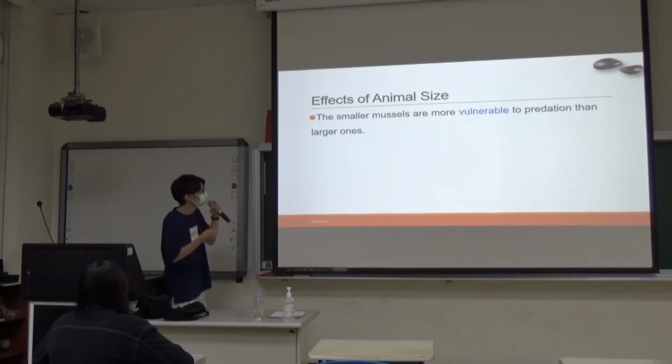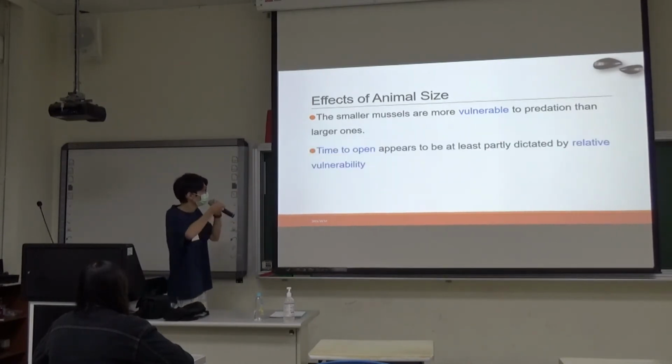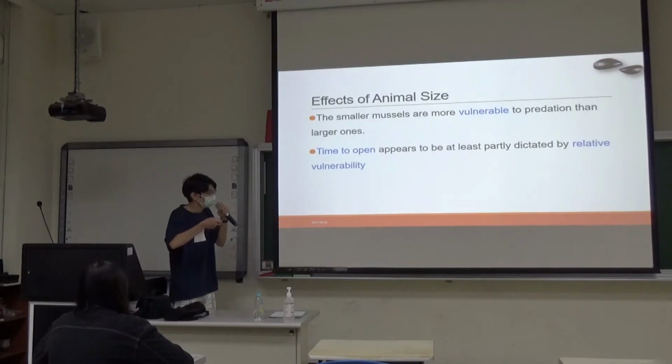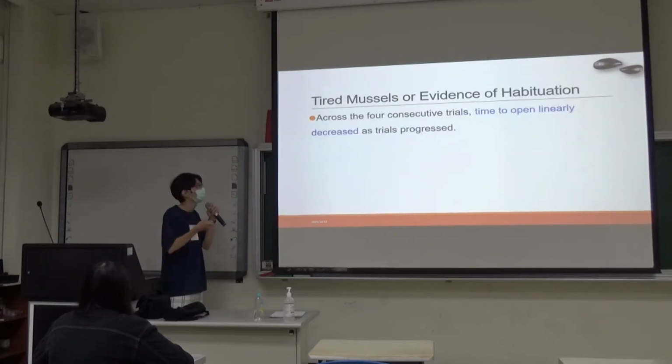Okay, let's talk about the animal size. The smaller mussels are more vulnerable to predation than the larger ones. It means small mussels will have a longer time to open to prevent being eaten by the predator. So we think the time to open appears to be at least partly determined by the relative vulnerability.